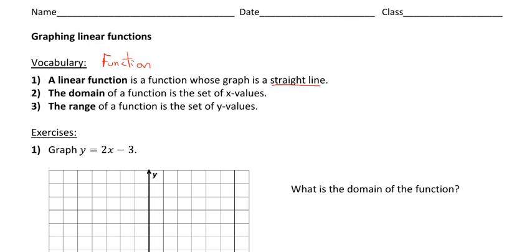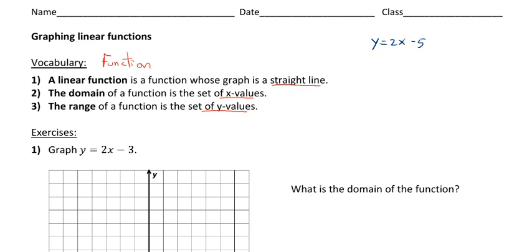The domain of a function is the set of values of x. The range of a function is the set of the y values. So for example, if you have a simple linear equation, for example, y is equal to 2x minus 5.